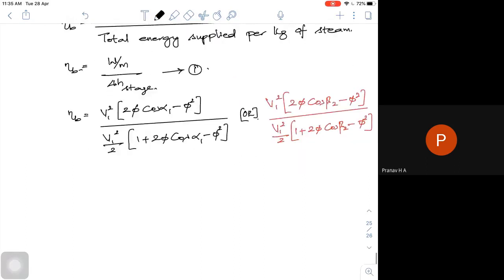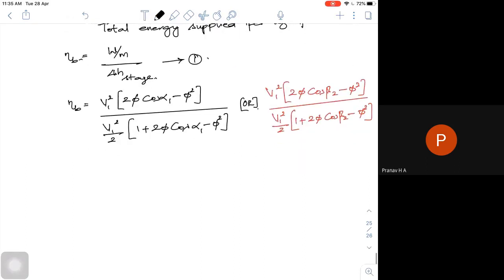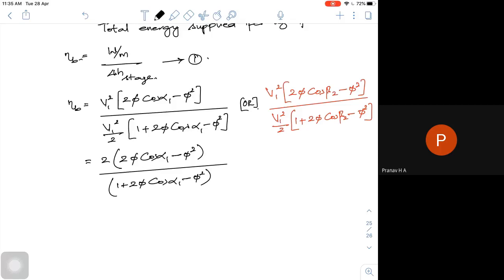Now this is the expression. V1 square cancels out, so I am left with the denominator going to the numerator. This will be 2 into 2 phi cos alpha 1 minus phi square divided by 1 plus 2 phi cos alpha 1 minus phi square. This is the expression for your blade efficiency.